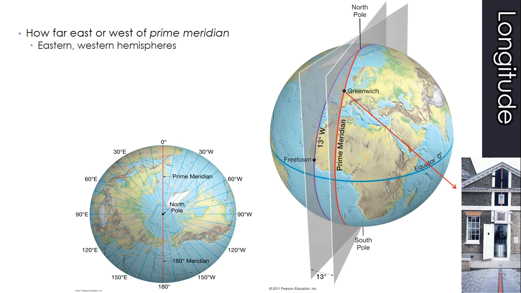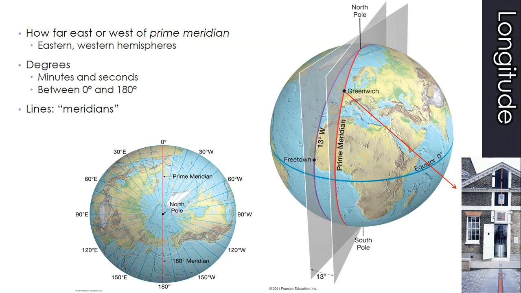So the prime meridian divides the eastern and western hemispheres. And it's divided into degrees, minutes, and seconds, just like latitude is. But this goes from 0 to 180. So unlike latitude that only goes from 0 to 90, longitude goes from 0 to 180 degrees. And these lines are called meridians. They're not called parallels like latitude because they do not run parallel to each other the entire way around the globe. You can see in the picture on the bottom left that meridians actually get closer to one another as they converge at the poles. They are not parallel.